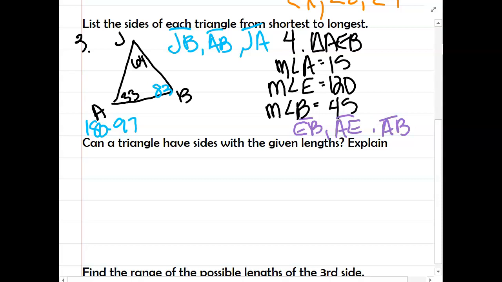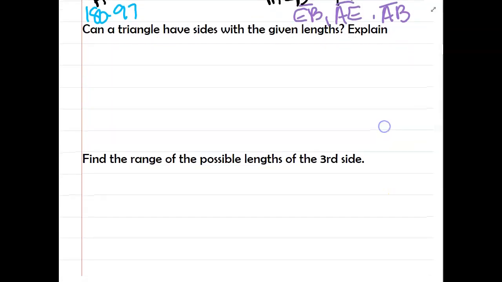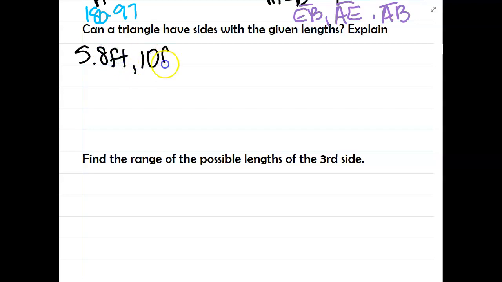Okay, that's a good chunk of your homework right there. Make sense? Okay, so then you're also going to be using that triangle inequality theorem, deciding, okay, if you have these 3 lengths, could they be the lengths of a triangle? So, number 5, let's say we have 8 feet, 10 feet, and 16 feet.